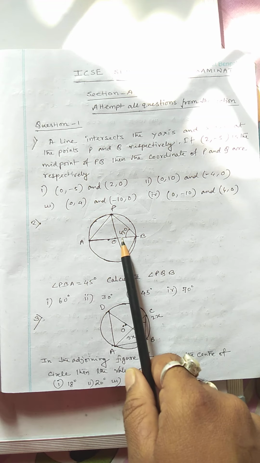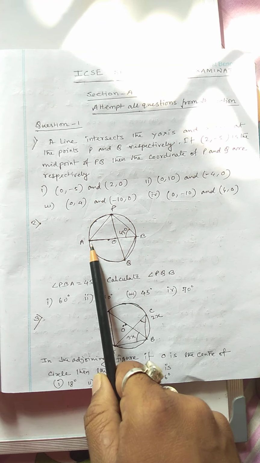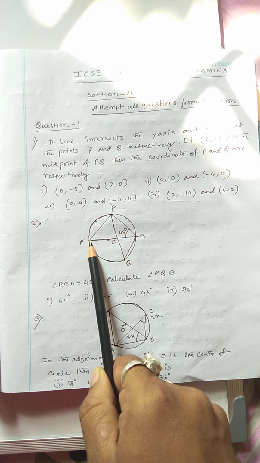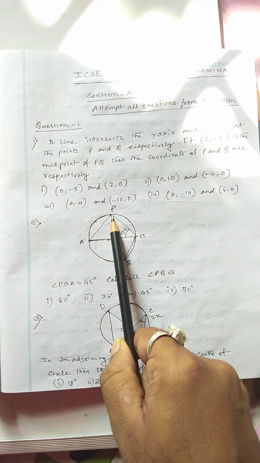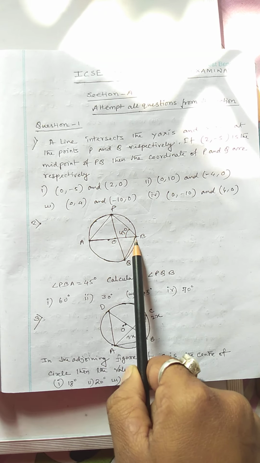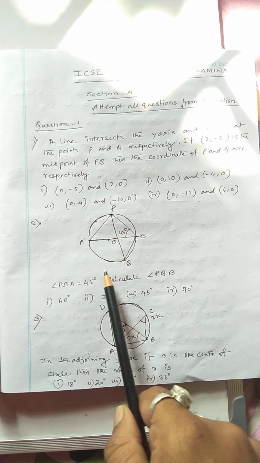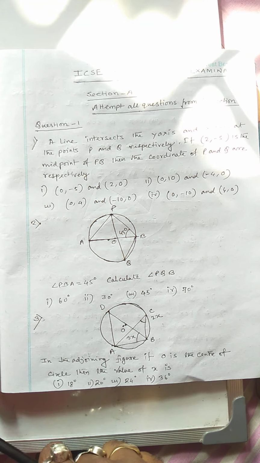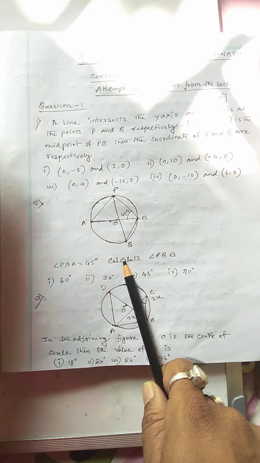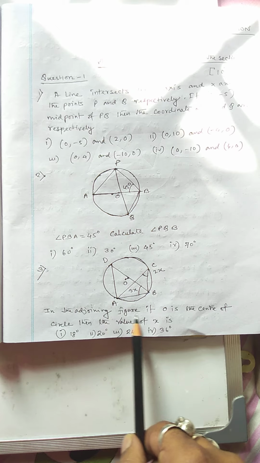PBA is 45. Okay. So PBA is 45, then PAB will be 45, as the semicircular angle is 90. And on this arc PB, PAB and PQB are two circumference angles, so PQB and PAB are equal, so PQB will be 45. So this type of question may come from circle, and another from circle, that O is the center.